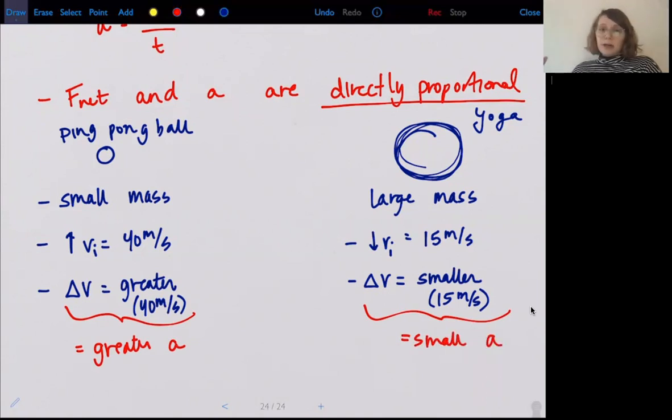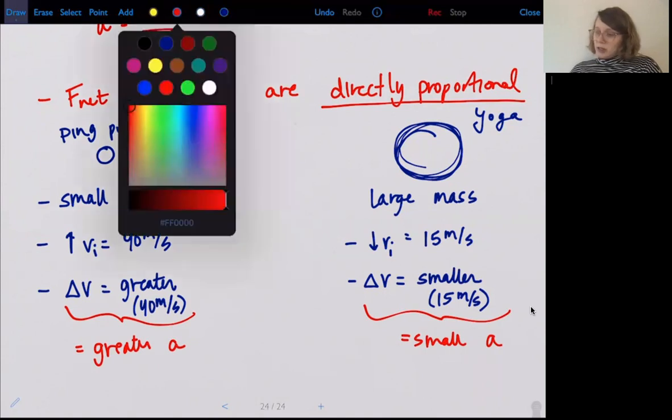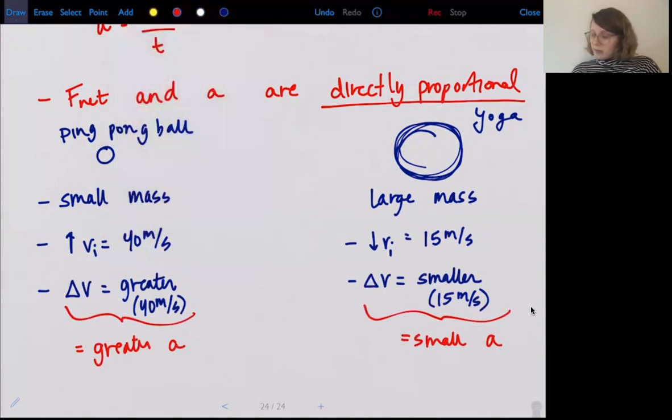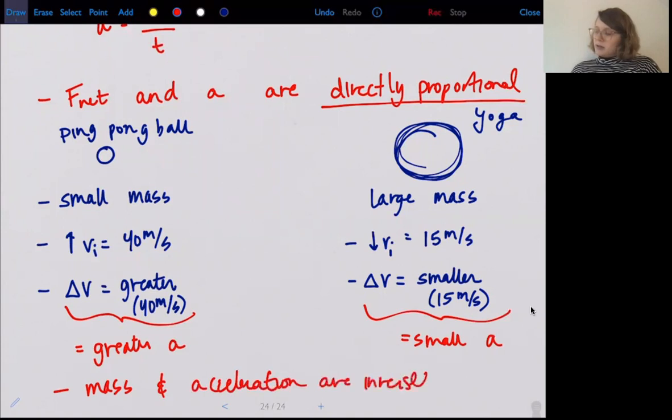So from this information, we can say that the relationship between acceleration and mass is inversely proportional, the opposite of what net force and acceleration's relationship is. So mass and acceleration are inversely proportional. That means that as one goes up, the other goes down.